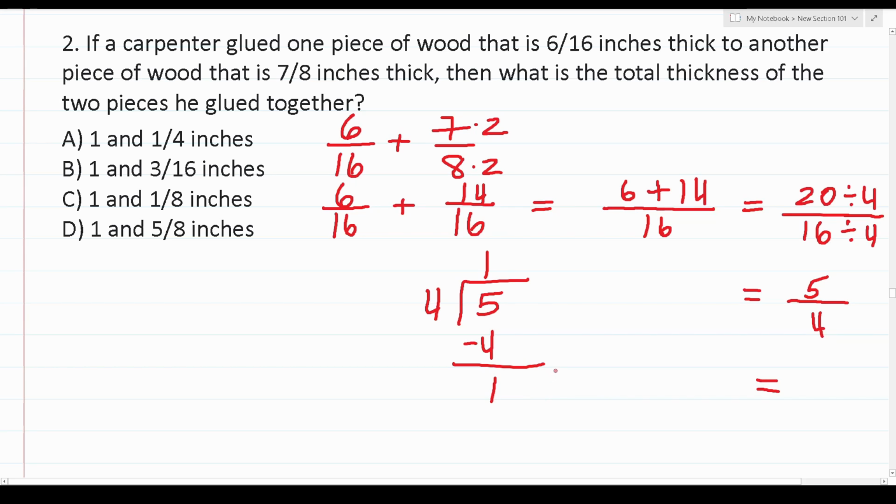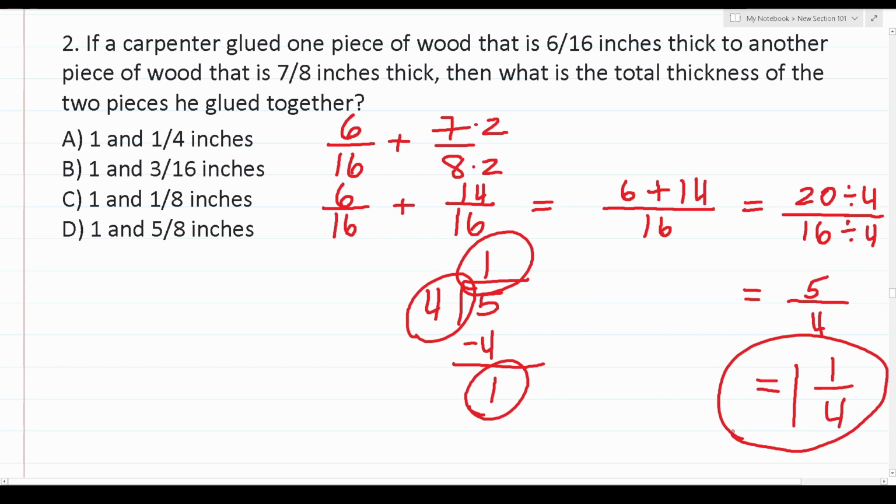So right now, we actually have enough to write this improper fraction as a mixed number. Again, this 1 is going to be our whole value. This remainder of 1 is going to be our numerator. And this 4 is going to be our denominator. So that is 1 1/4 inches, which is answer choice A. All right, so that's that one.